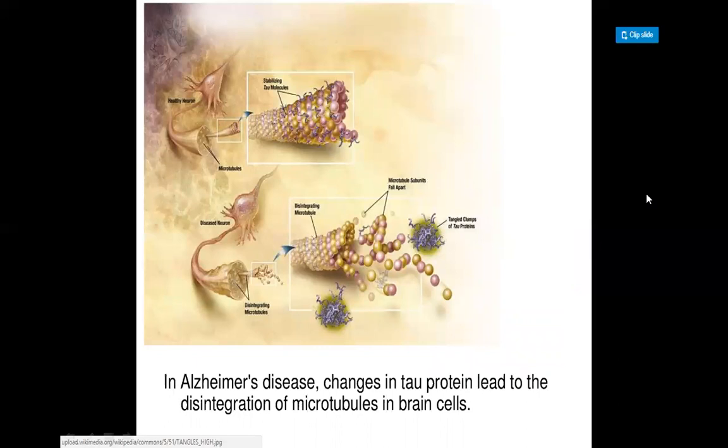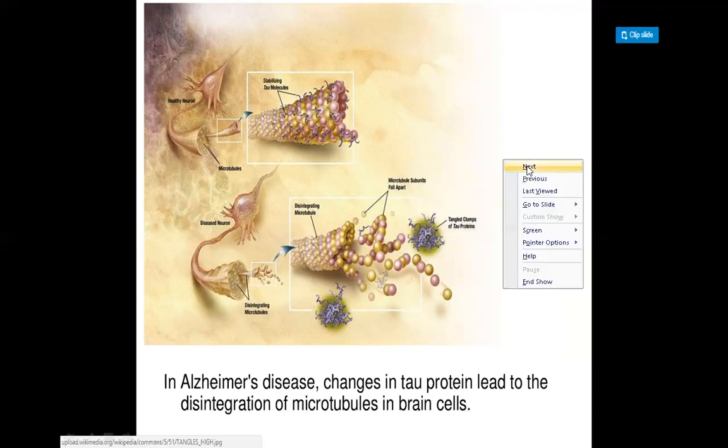Then we see that in Alzheimer's disease, changes in tau protein lead to disintegration of microtubules in the brain cells. So the tangles are clumps of tau protein, meaning the normal chain forms clumps of tau protein. Because of these clumps, the function of the brain is affected.